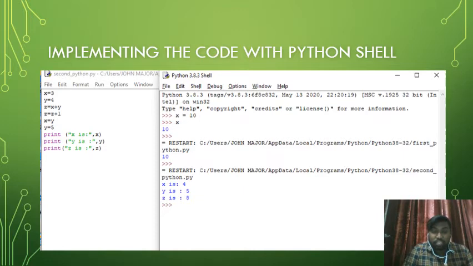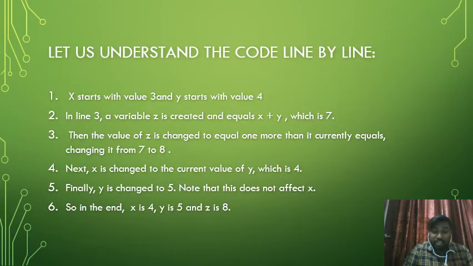Now x equal to y. What is the value of x? What is the value of y? y is 4. So the value 4 is assigned to x also, but before it was saved as x equal to 3. After assigning x equal to y, the value of y has been assigned to x also, and y equal to 5. Now the value of y is changed. Previously it was y equal to 4. So x is 4 and y is 5 and z is 8.